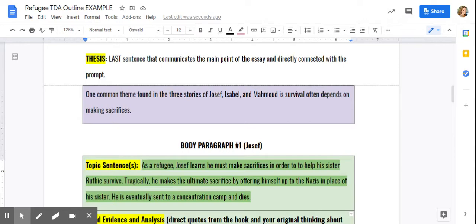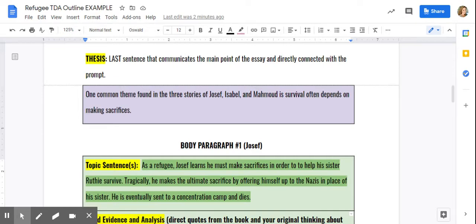Each one of these characters' names represents a different body paragraph. So there will be three different paragraphs, one for Joseph, one for Isabel, and one for Mahmoud. For this video, I'm going to do the Joseph paragraph. I'm going to model that for you and show you how I wrote it. But you can use this as a model for the Isabel and the Mahmoud story. I'm not going to do all three for you. As long as you see the structure for one of them, all three of them are set up the same way. It's just a different story or a different character.